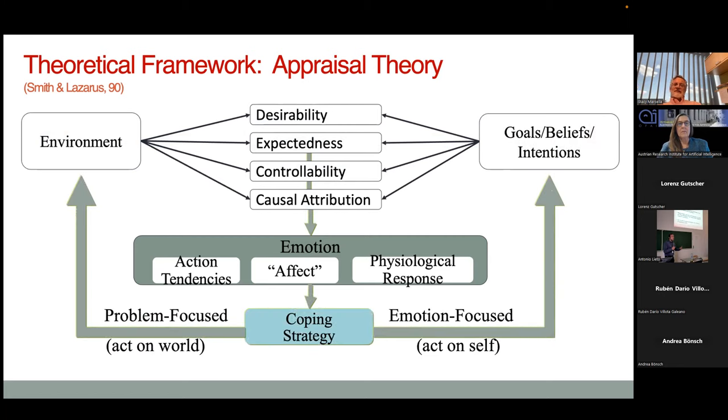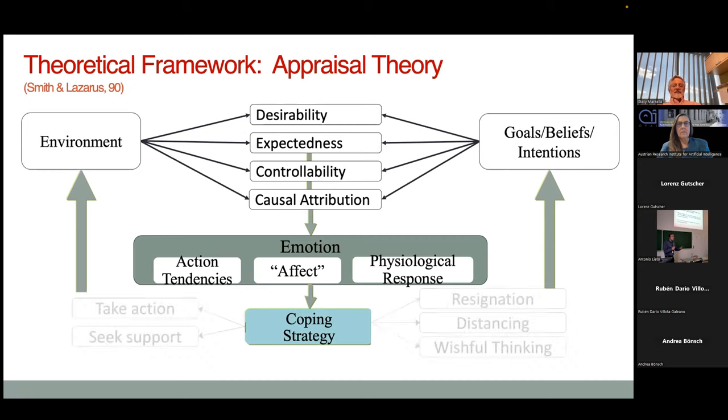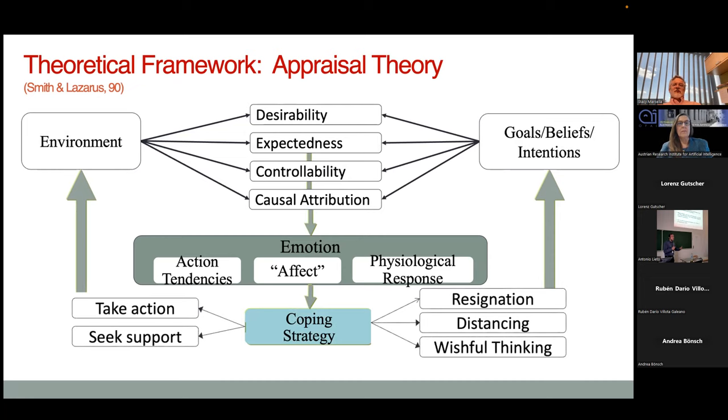And then in Lazarus' theory, there's some coping strategy associated with this. There's some way that the individual either tries to change the world, or change themselves, change their goals, beliefs, or intentions to fit the world as they perceive it. So the distinction is whether it's problem-focused in Lazarus' terminology, i.e. acting on the world, or emotion-focused, acting on self. And if you break these categories down, the kinds of coping strategies Lazarus talks about, affecting the world is like taking action, seeking instrumental support from others. But also on the emotion-focused side, they're doing things like resignation, giving up on some goal.